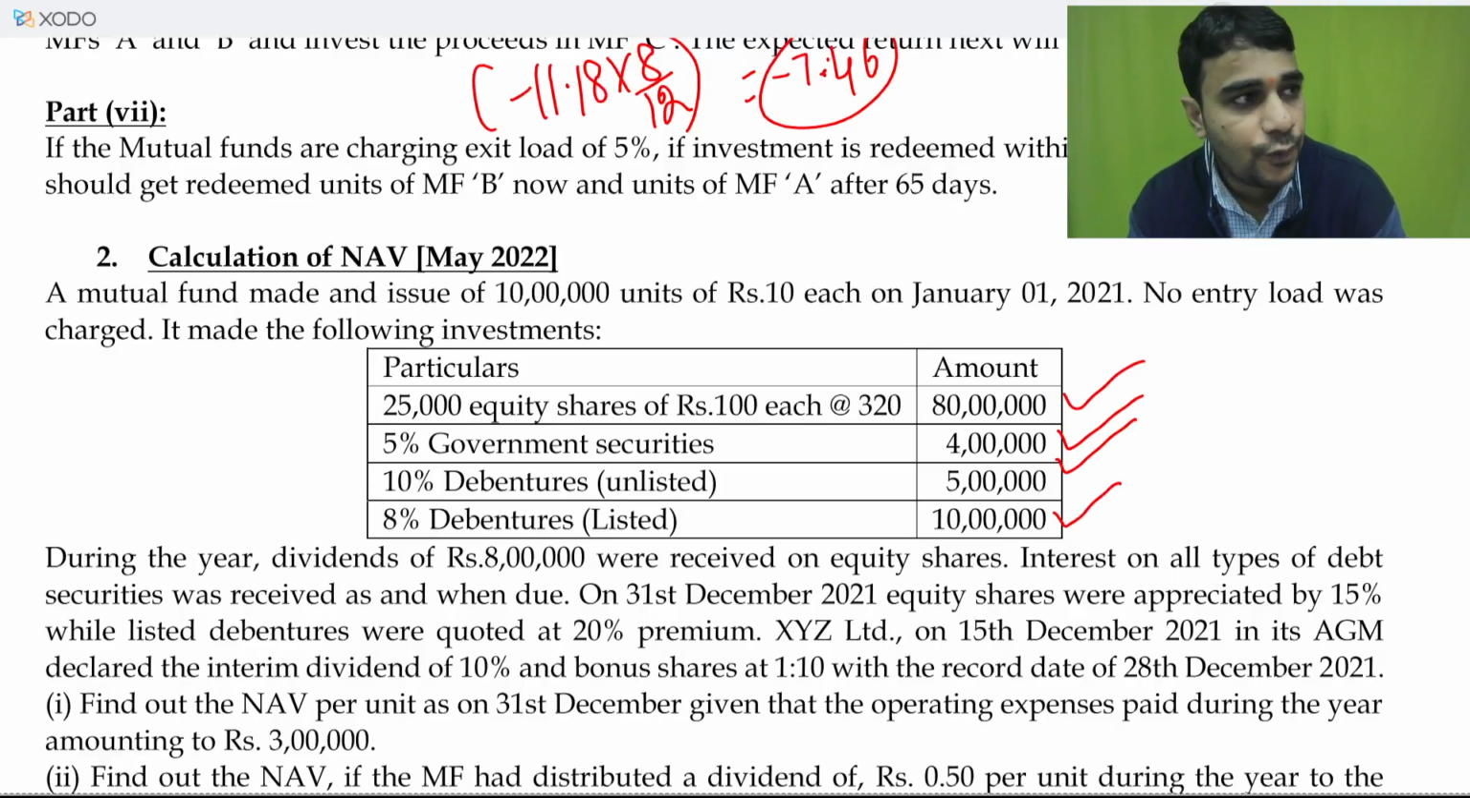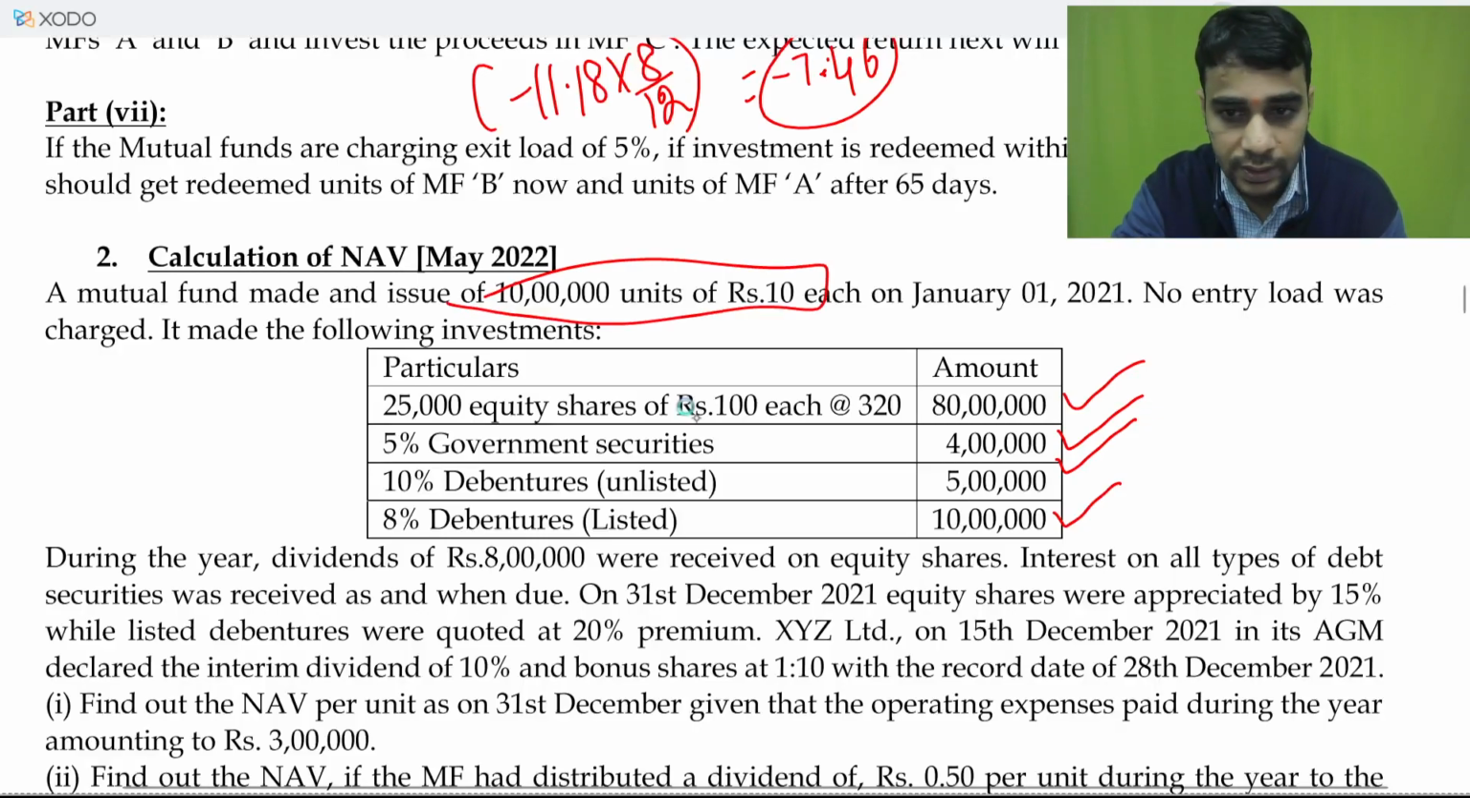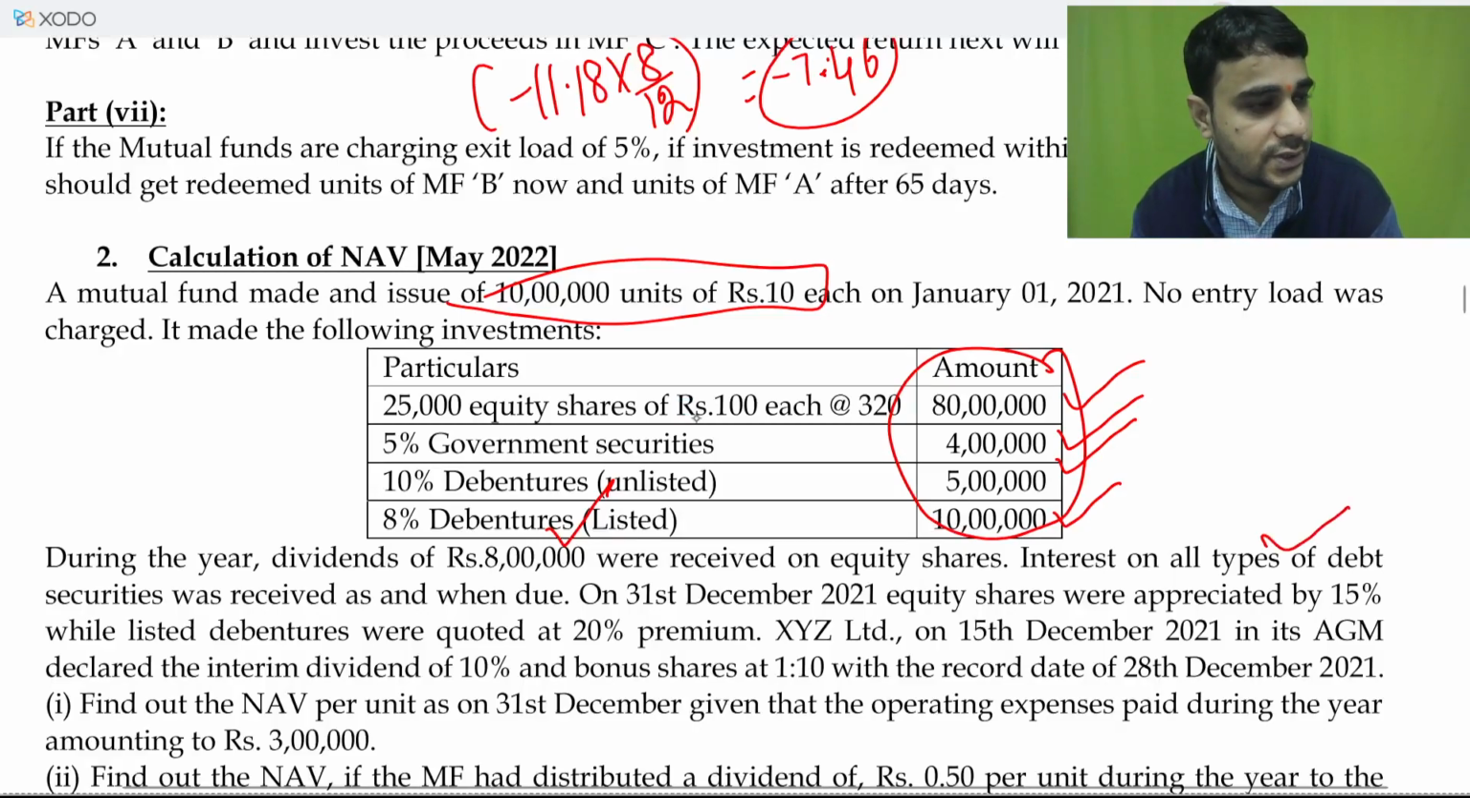For example, this is day one inflow. This is day one outflow. This is inflow. Interest on all types of securities were received. On 31st December, equity shares appreciated, and this is outflow. OPEX paid is 3 lakh. If you are able to track all inflow and outflow, you will have to calculate the closing bank balance by preparing a cash book or a cash budget. What is the closing bank balance?